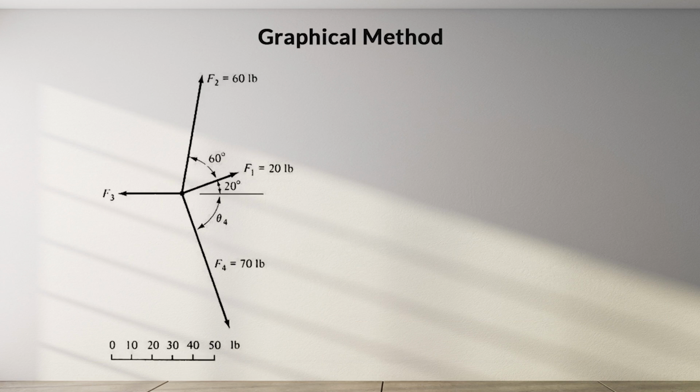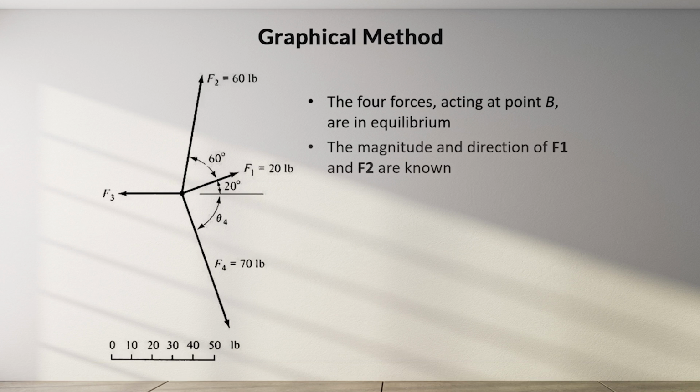Let's look at this example using the graphical method to solve this problem with 4 or more forces. The 4 forces acting at point B are in equilibrium. The magnitude and direction of F1 and F2 are known. F1 is 20 pounds and F2 is 60 pounds.